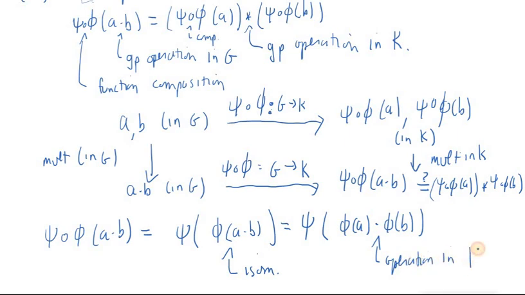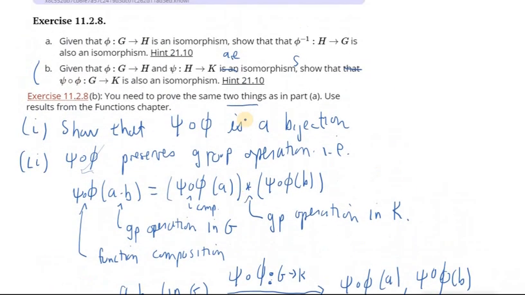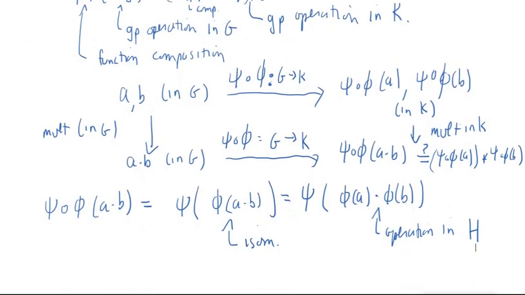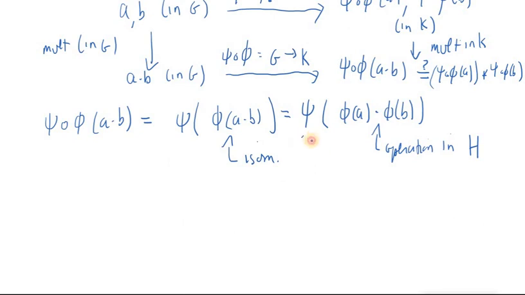in H. Why is it in H? Because phi takes G to H. Remember up here, phi takes G to H. All right. So what I've done is I've taken one step. I'm doing this in two steps. Phi takes G to H, and so the phi of this product gives me the product of the phis. Now here, these two are living in H. Now, if I take psi of that, I know that psi is also an isomorphism.